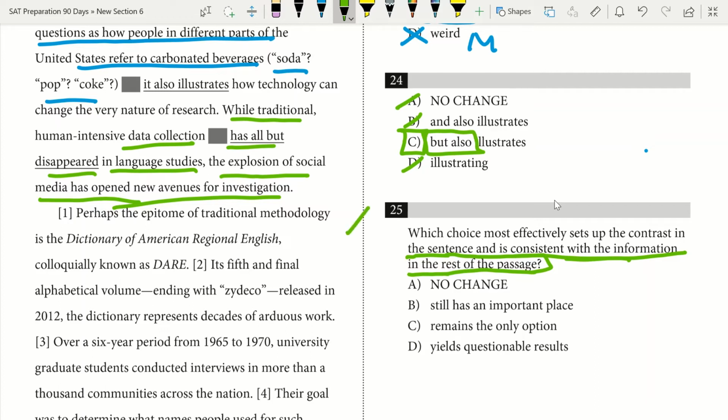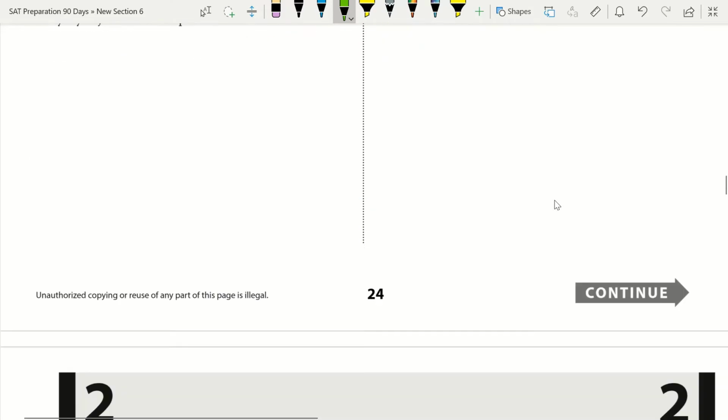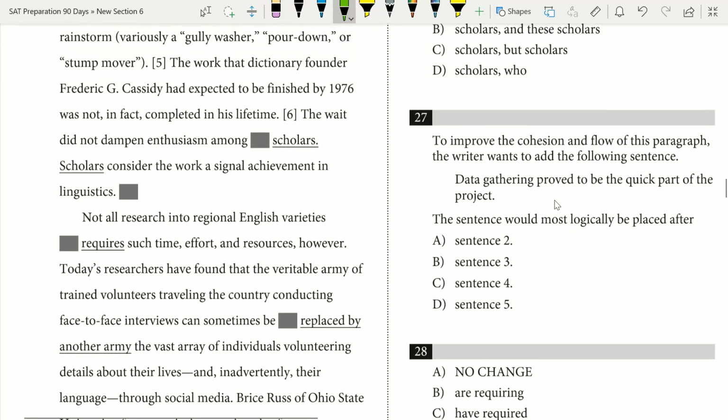So what we have to do here is we have to come back to 25, okay? Because we have to know what the rest of the passage, what its stance on human-intensive data collection is. Okay, so we want to keep that in our mind as we go through them. All right, so let's go ahead and keep going. We have a 1 here, which means we're going to go find whatever that's asking us as far as what sentence. We see that it's right here, 27.